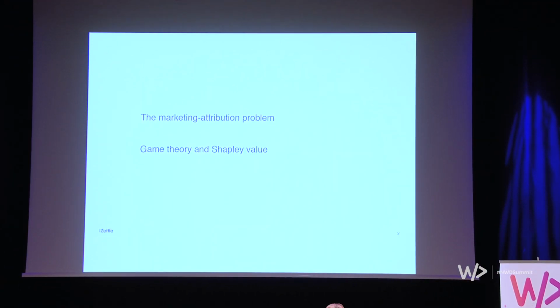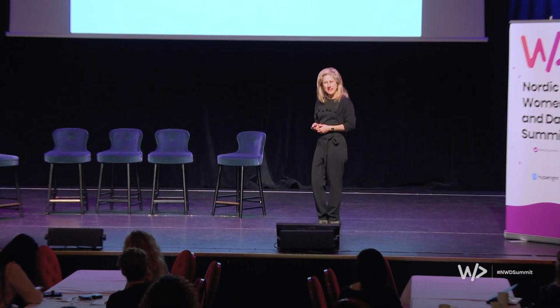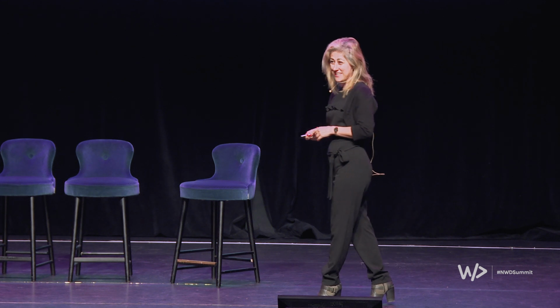The marketing attribution problem, what is that? And then game theory, which is a probability theory, and then a package within Python, Shapley value. How do we use this and how are they connected?